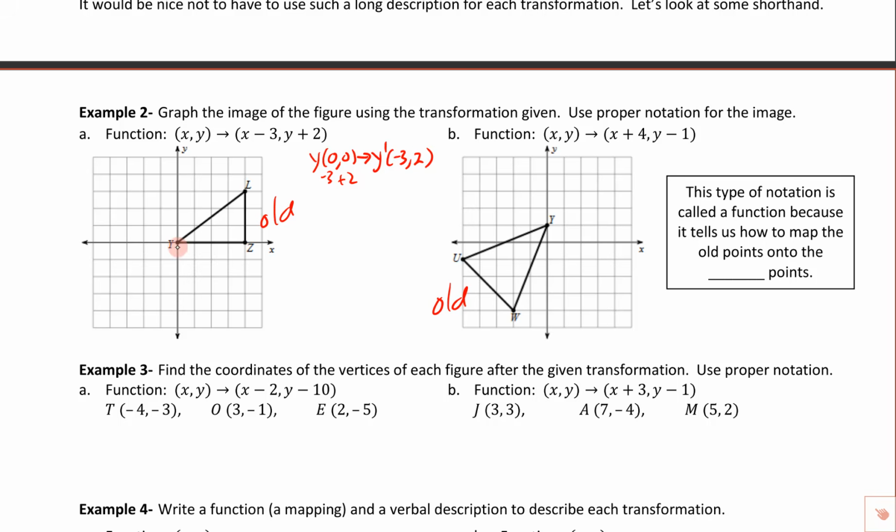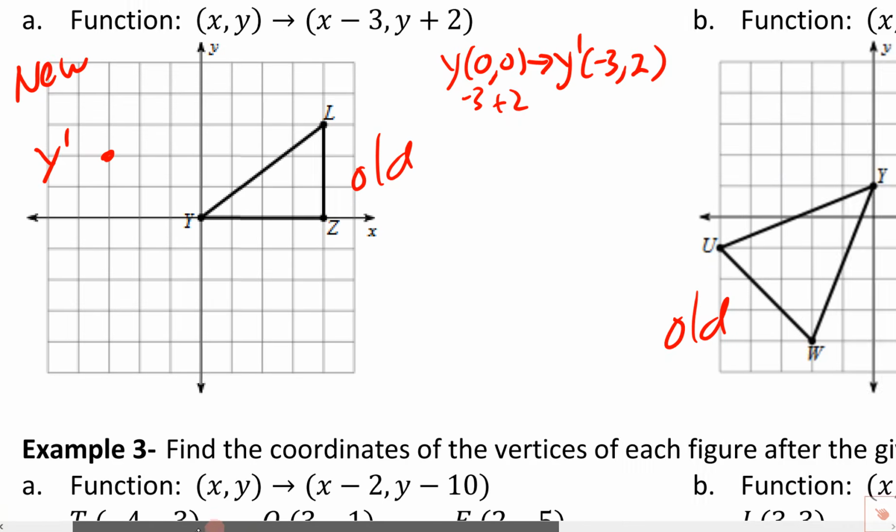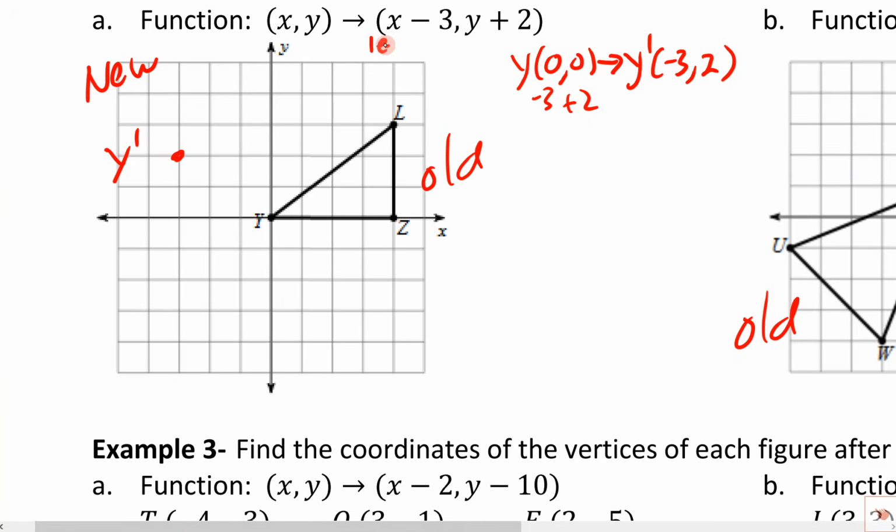So I'm going to take that and we're going to go, let's see, negative 3 comma 2. So that would be right here. That would be Y prime. Okay, so that's going to be the new one over here. So here's the old one, here's the new one. So if you think about what happened here, this Y got moved left 3 and then up 2. So I'm going to go ahead and write that down here. In fact, I'm going to zoom in here. This is left 3. And the plus 2 moved that point up 2.